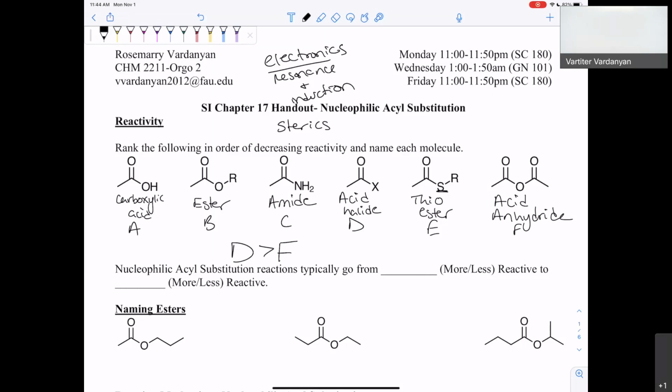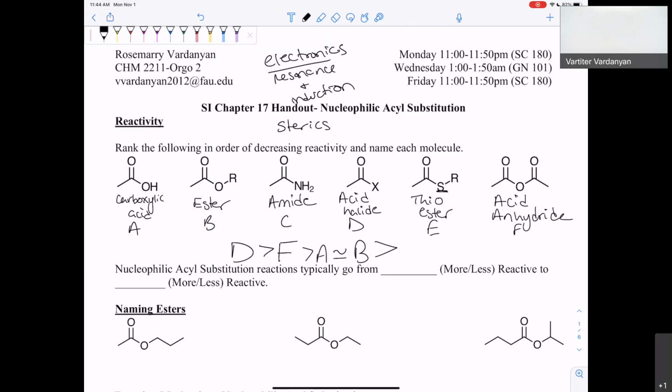Do you remember what we said about those? Not necessarily the lowest. Oh, yes. Okay, so carboxylic acid is slightly higher, but they're almost the same. So we're going to put A before B, but they're approximately the same.